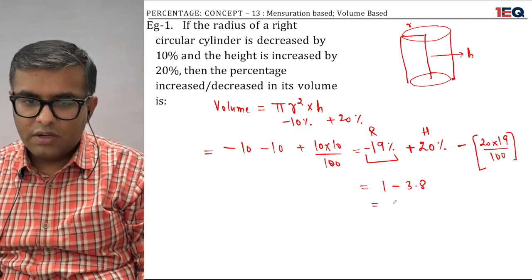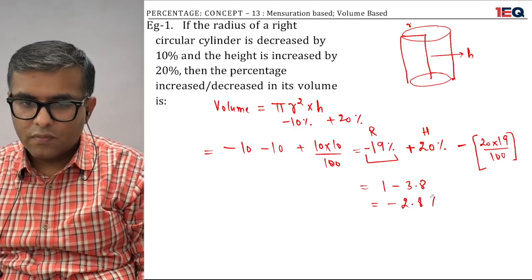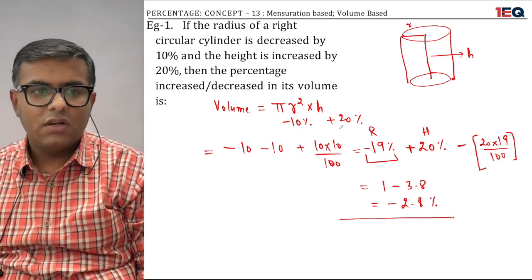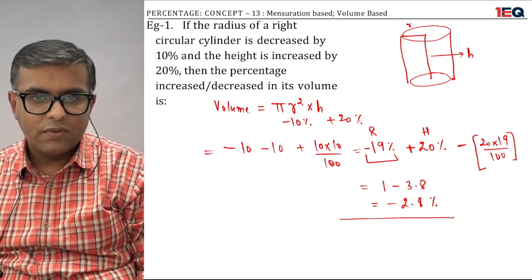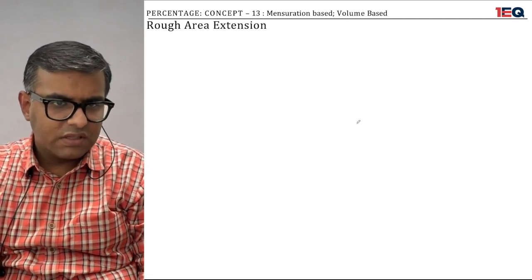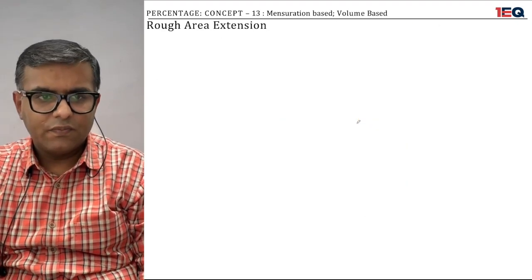1% minus 3 point, the answer is minus 2.8%. Okay. You see how easily this all comes out to be. So concept number 13, I have used a rough area extension. I thought it will be useful, but it is not useful right now.